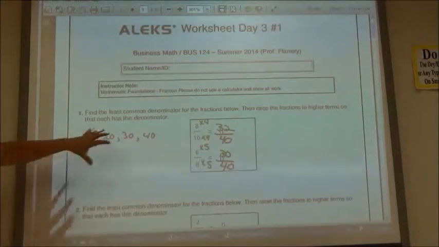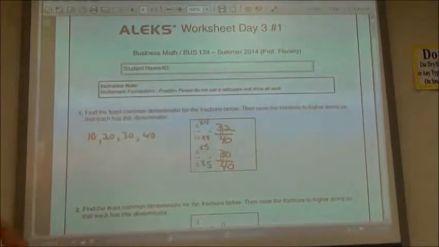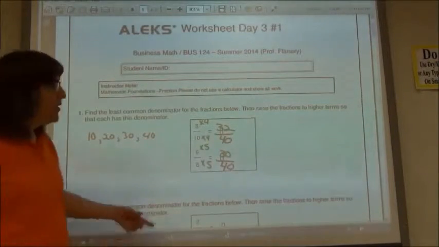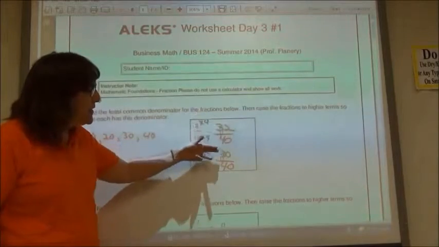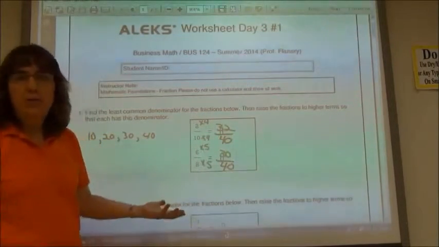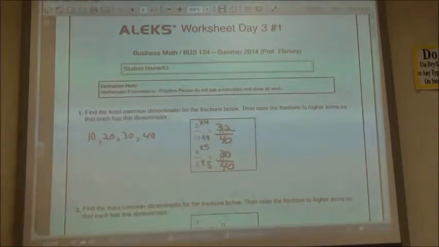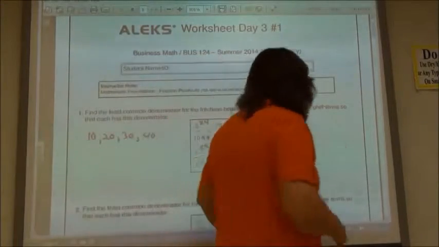After you do the basic ones like this, then they're going to have you start adding those together. So I would add the numerators and get 62 40ths and rewrite that as a mixed number if I need to. But they're going to just start out by having you make the equivalent fractions. Then they're going to start having you add your numbers together.